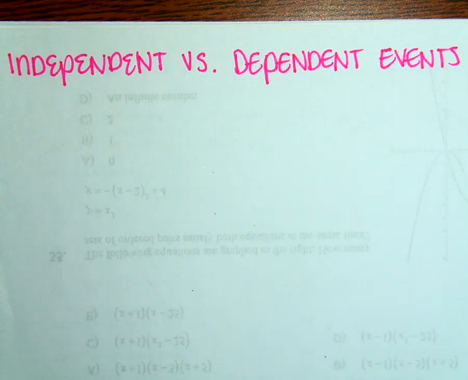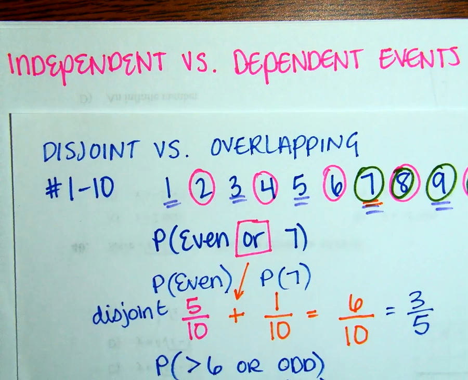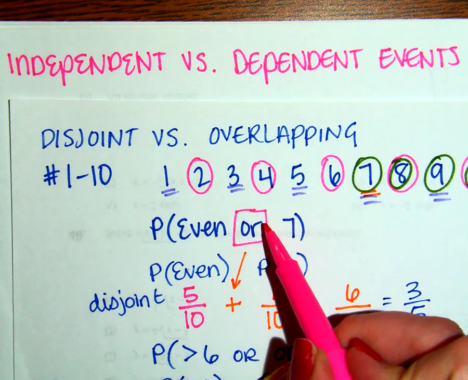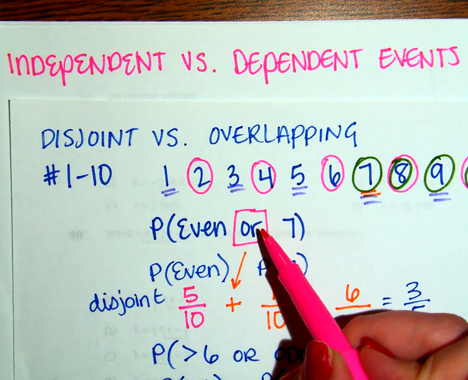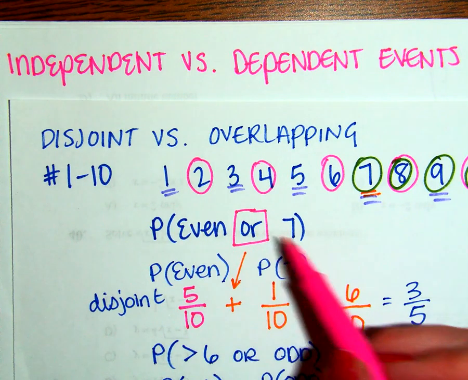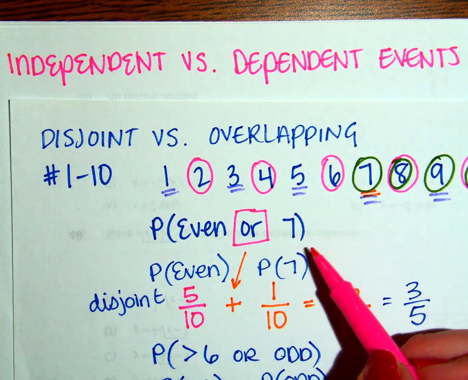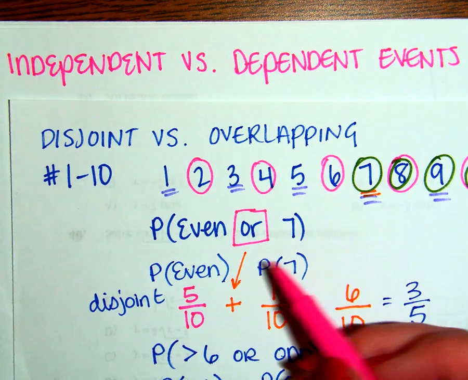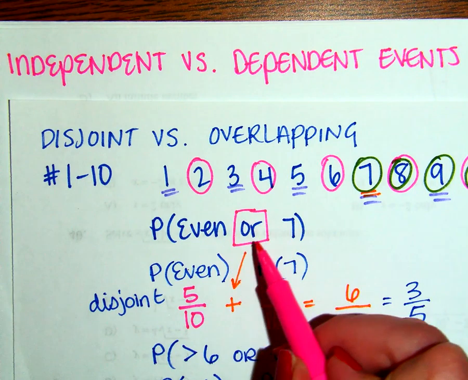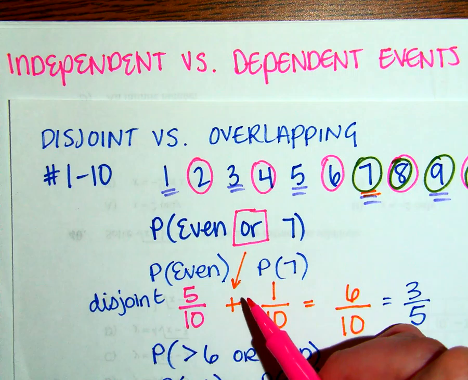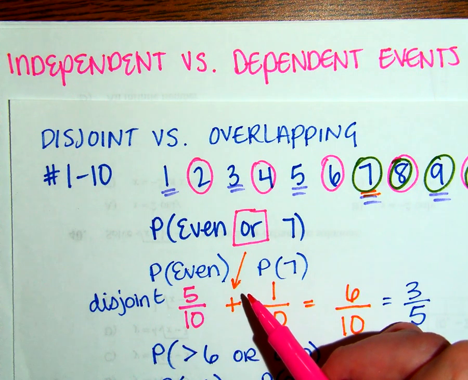Alrighty. Friday, and what we just reviewed was disjoint versus overlapping. And we talked about on Friday that a compound event is an event where it says either event A or event B. It can also say event A and event B. So disjoint and overlapping includes the word or. Okay? When you see the word or, that indicates that you're going to add the probabilities together.